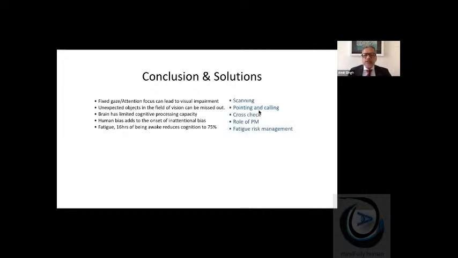So what are the solutions? Solution number one to any problem is training and disciplined use of SOP. Scanning: if you keep scanning, you don't keep gazing at one particular object or place or point, so that you do not put all your cognitive power at one place. You have to keep on scanning. That is the first thing.